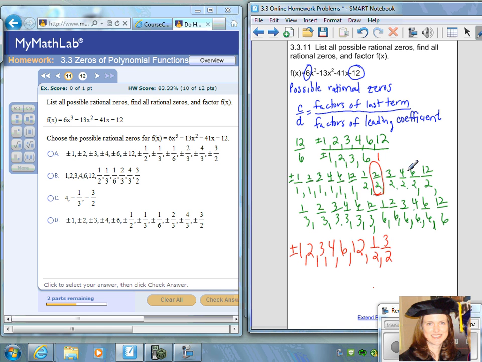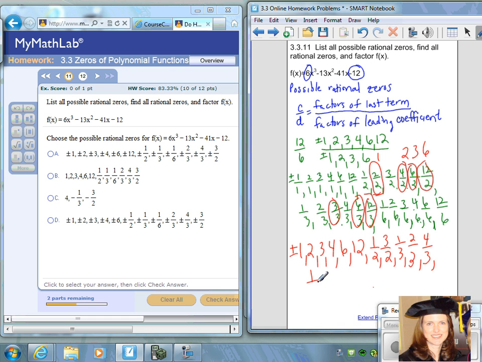Then we have 3 over 2, 4 over 2. This simplifies to 2, so we don't need to list that. This is 3. This is 6. And we already have those numbers. We're going to divide all these by 3 to get 1 over 3, 2 over 3. 3 over 3 is 1. Okay, 4 over 3. 6 over 3 is 2, which we already have, and 12 over 3 is 4. Okay, I just have a couple more here.